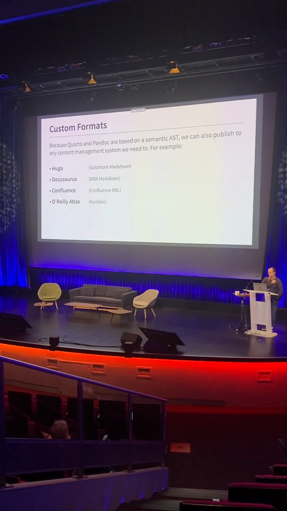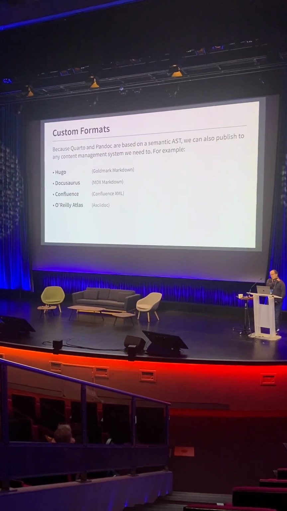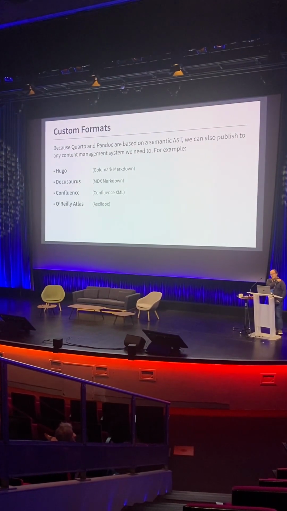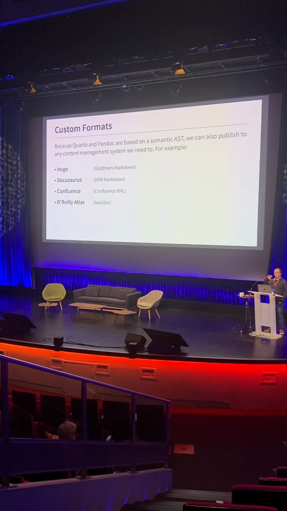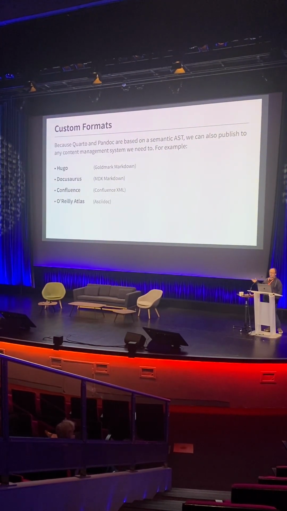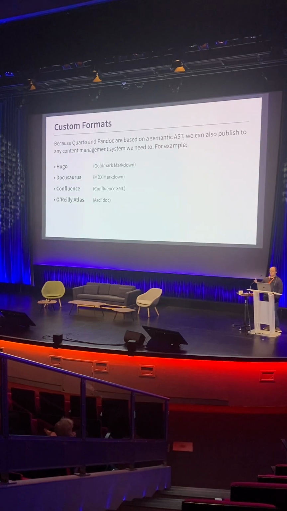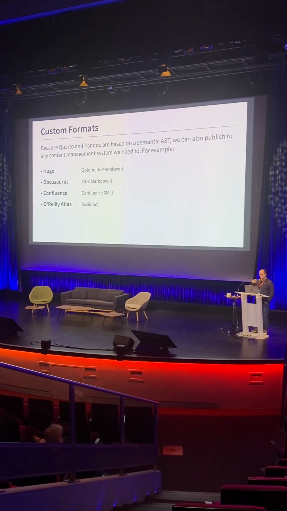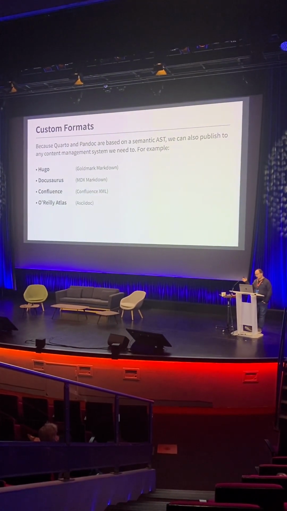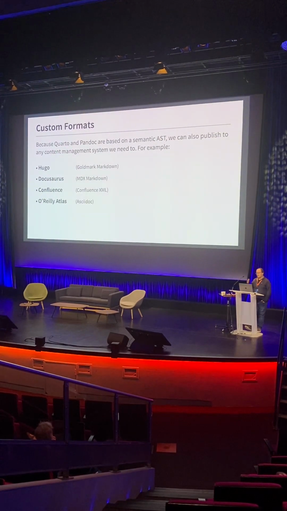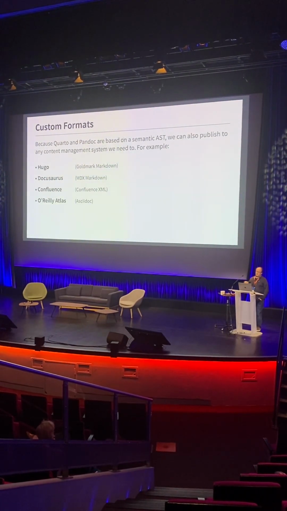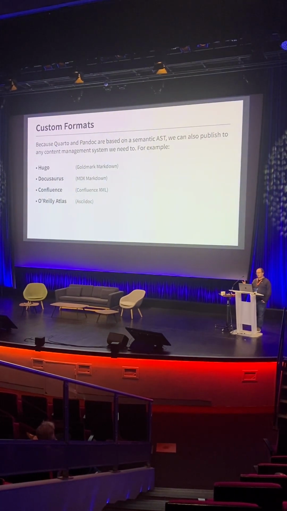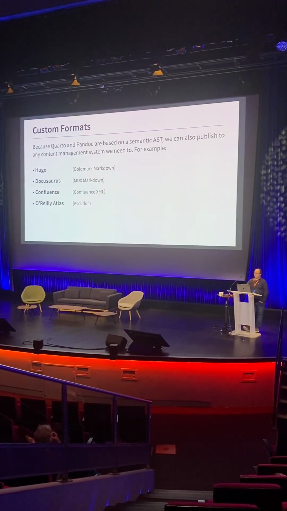And we've used that. We've created some custom formats for popular content management systems. So Hugo, you may have heard of, it's for building websites. They use their own flavor of Markdown called Goldmark Markdown. We're able to produce Goldmark Markdown from Quarto. Docusaurus uses another system for documentation publishing, uses MDX Markdown, a whole different flavor. Confluence uses actually not Markdown at all, but a custom XML format, and then O'Reilly uses AsciiDoc.